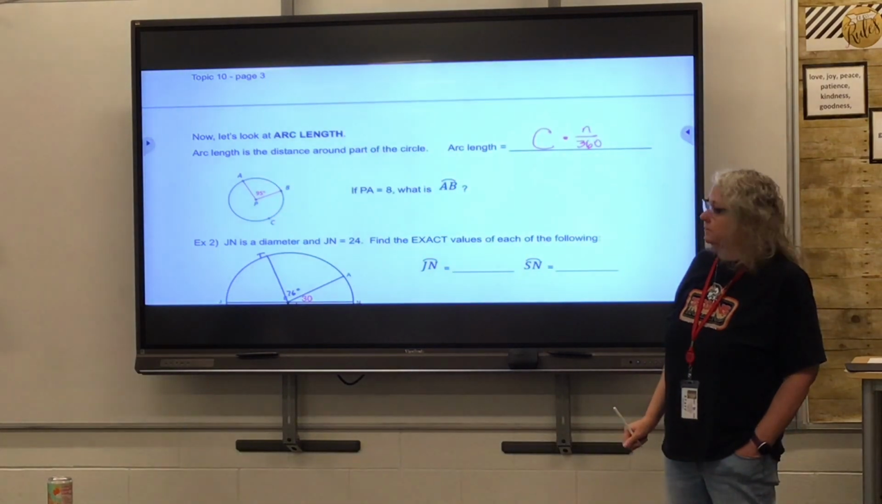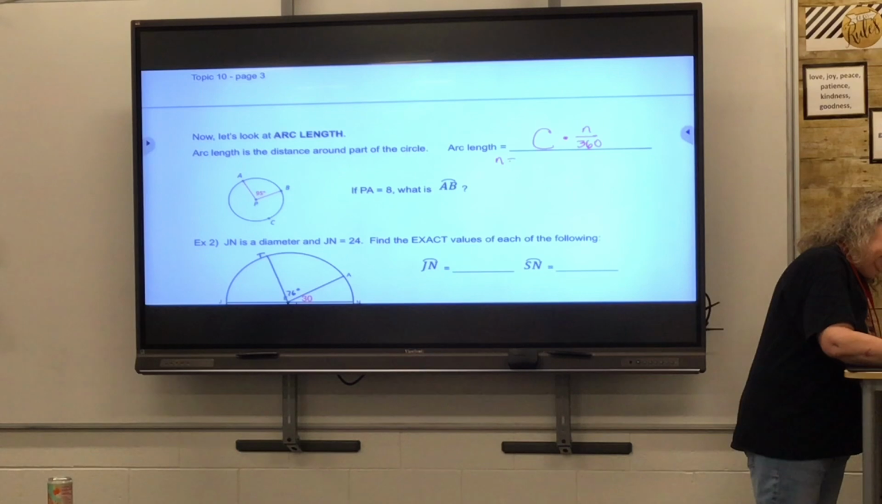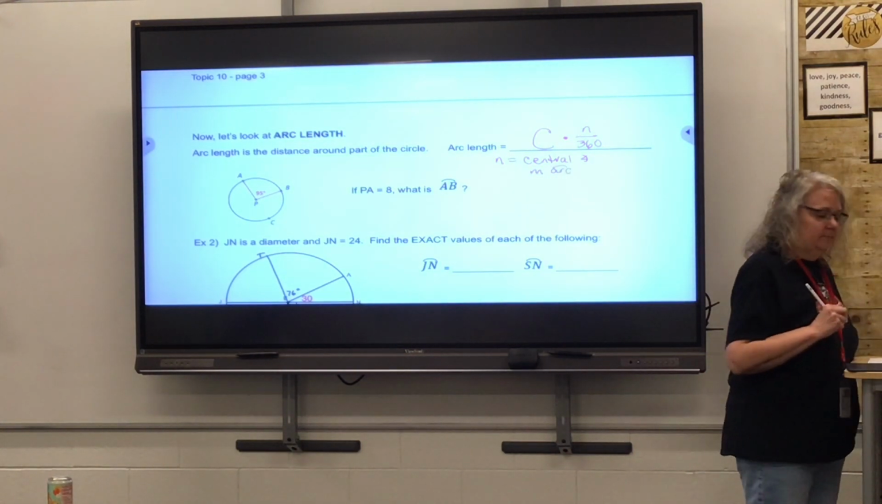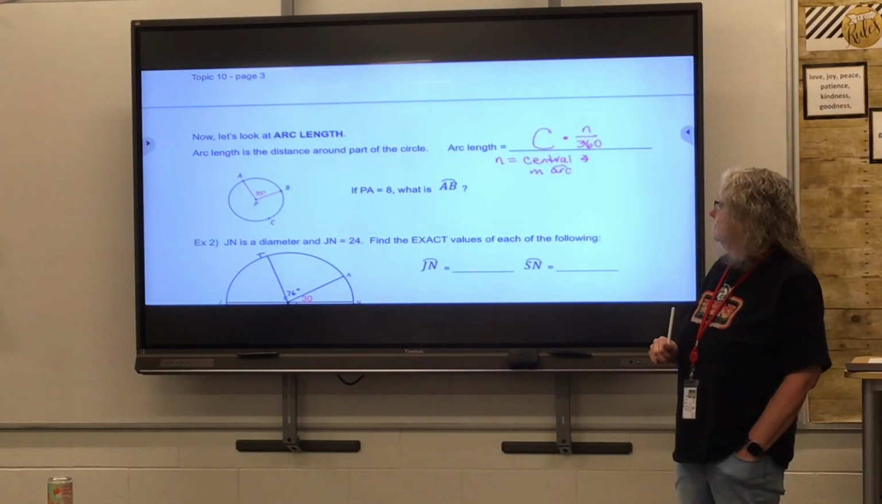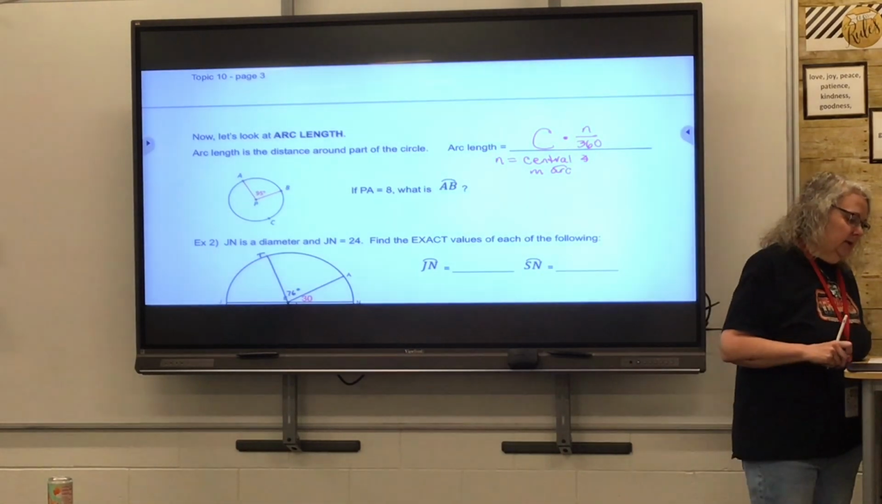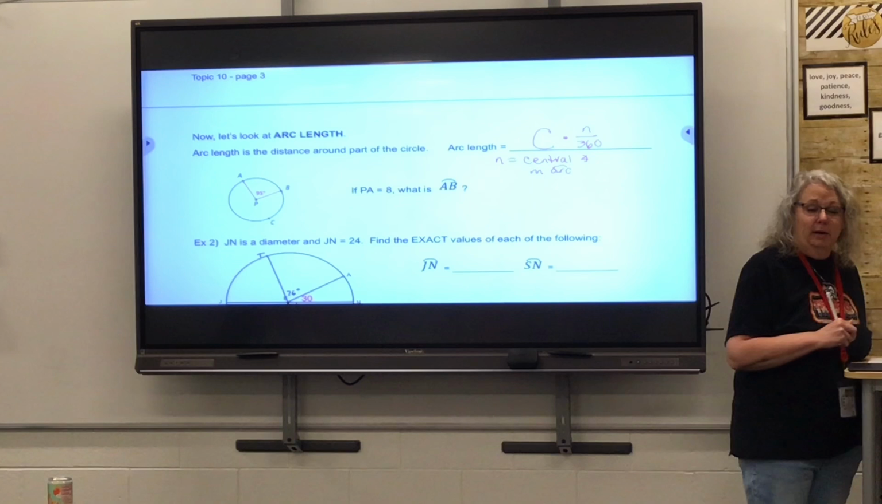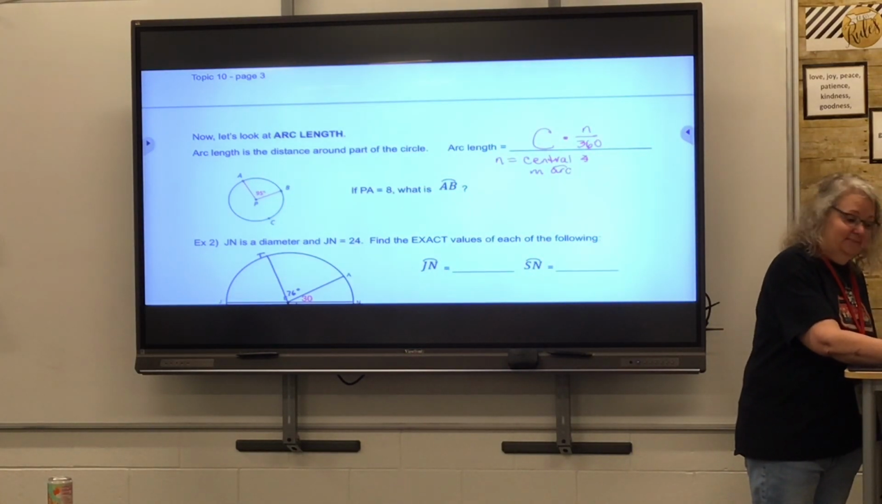N is the angle measure. N equals the central angle or the measure of the arc, over 360. Either one works, because the measure of the arc and the measure of the angle are the same. So, in this case, if PA is 8, then my circumference is 16 pi. Is everybody okay with that?